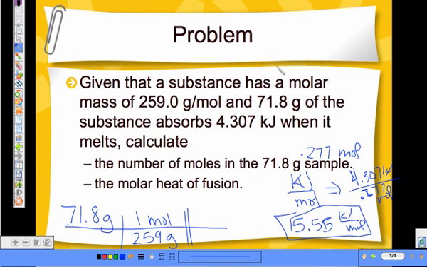Another way we could have done it, if it takes 4.307 kilojoules to melt 0.277 moles, you could set up a ratio to have X kilojoules per 1 mole, and that would give you the same thing, but you're going to end up just dividing them since it's 1. So this would probably be the easiest. Just use your units.